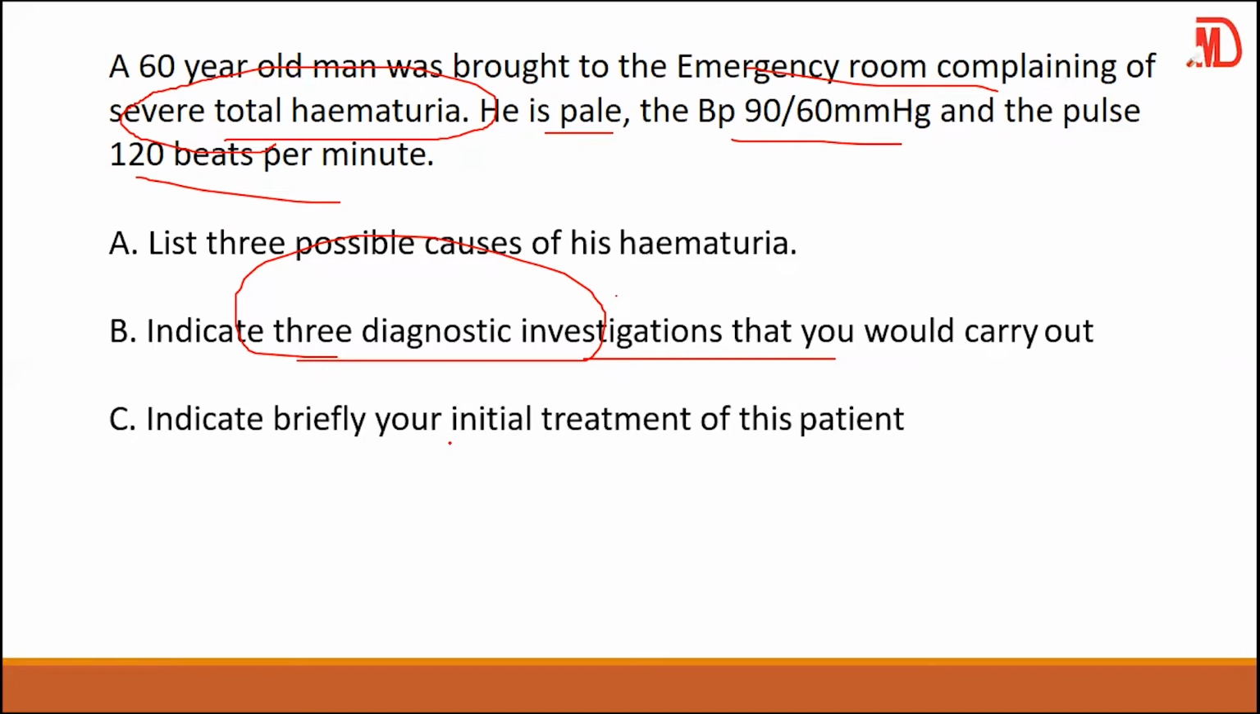Indicate briefly your initial treatment of this patient. Somebody is bleeding, or there is very severe hematuria. So it is an emergency case, isn't it? You always have to do your emergency assessment. First of all, you have to do your protocol, that is your ABC. Make sure that the person is stable: airway, breathing, circulation, everything is intact. So basically do your resuscitation measures.